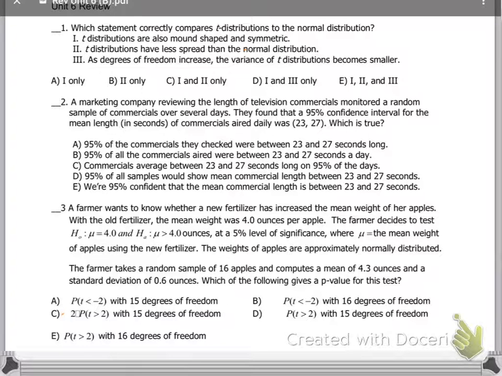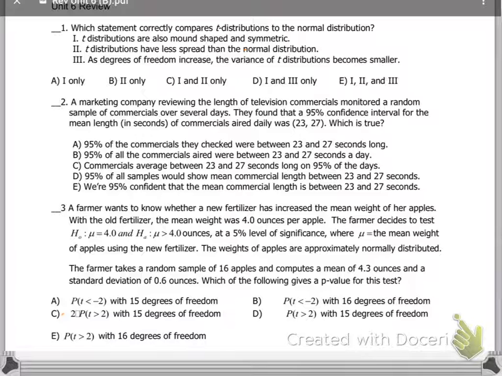Okay, so remember what I told you, that there will be at least one question on the test that has to deal with the difference between the t and the z distribution. If you need more help with it, I suggest that you read at least the first couple of pages of chapter 23.